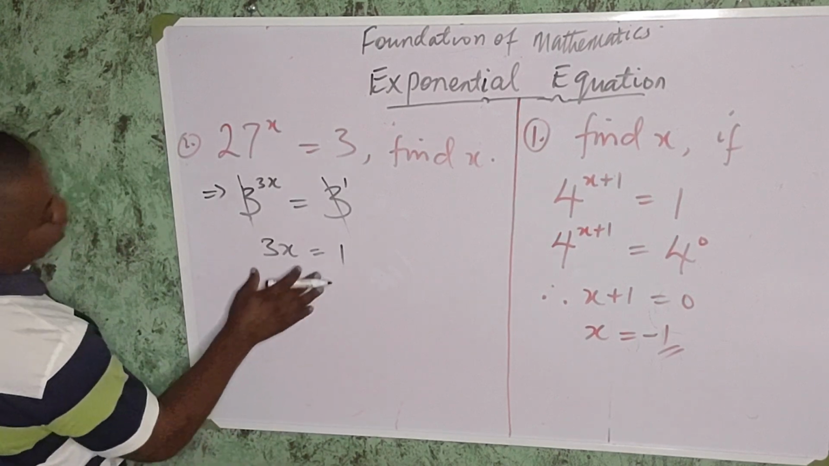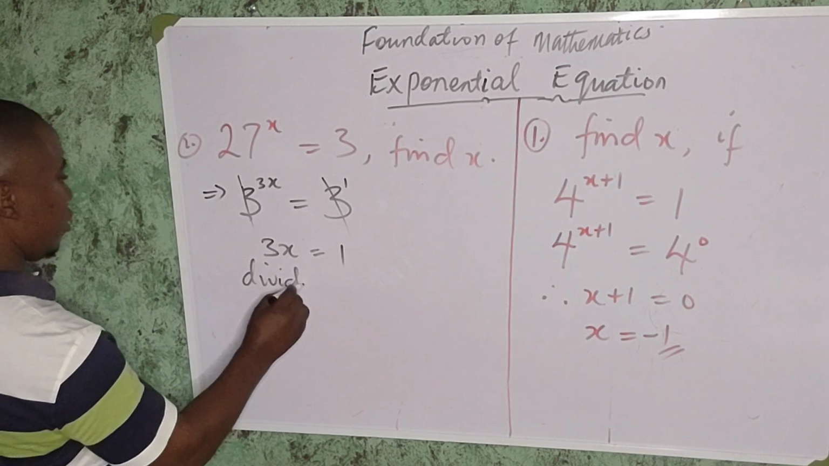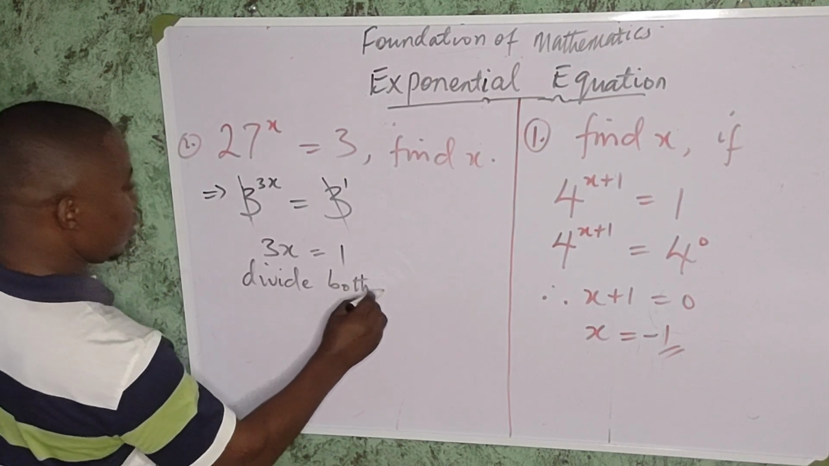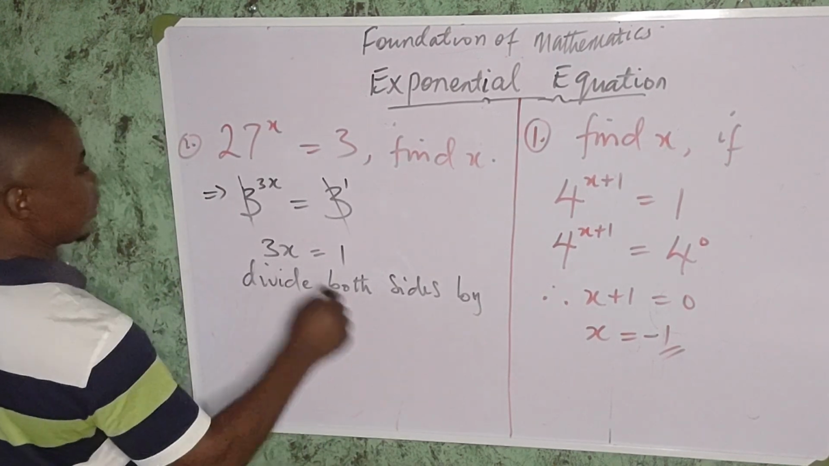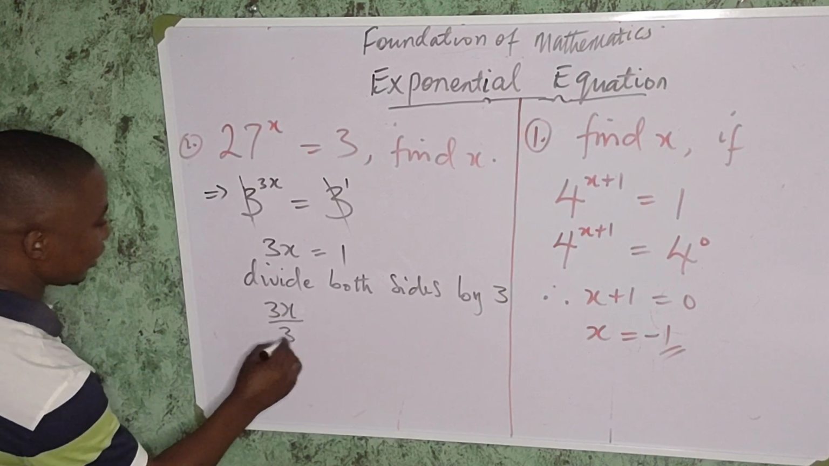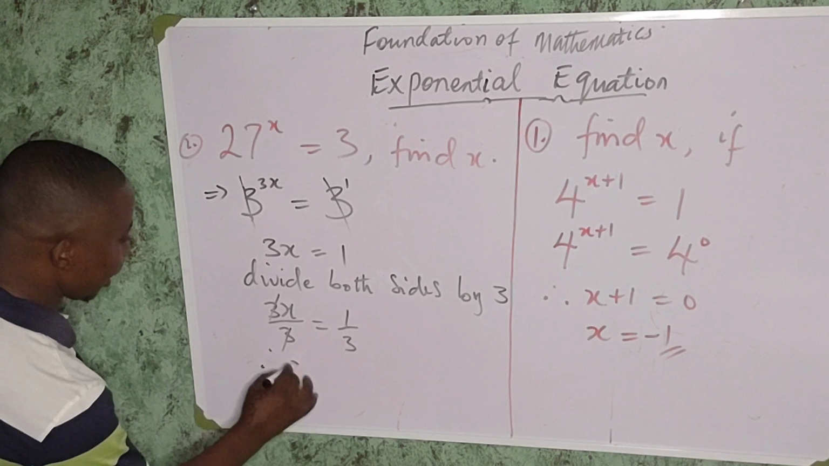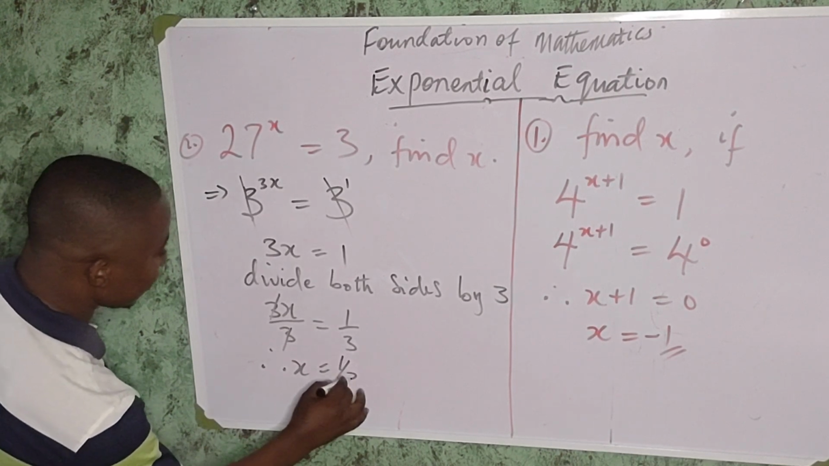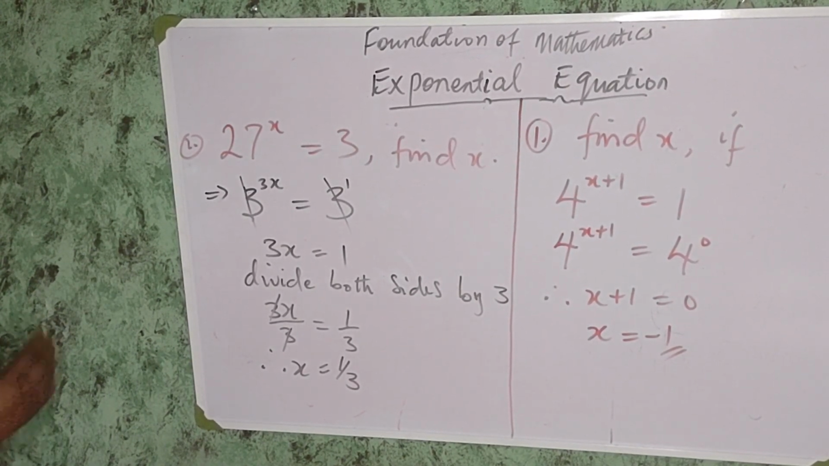Once you have this, to find the value of x, you simply divide both sides by the coefficient of x, which is 3 in this case. So we now have 3x divided by 3 equals to 1 over 3. So this will take care of this. Therefore, our x equals to 1 over 3. With that, we are good to go in exponential equation. Let's look at some more. We are going to look at some more worked examples.